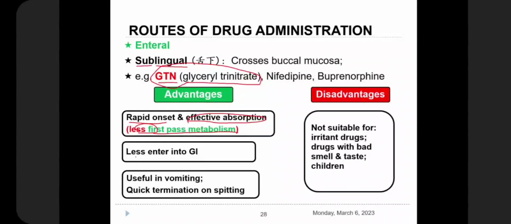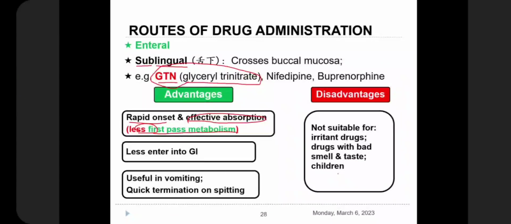Okay, it also has the advantage that it is less likely to enter the GI tract, the gastrointestinal tract, and it is very useful in vomiting and for quick termination of spitting. Sublingual administration also has disadvantages, like not being suitable for irritant drugs. It's a similar disadvantage to oral administration. And when a drug has a bad smell or taste, it's not suitable for sublingual administration.